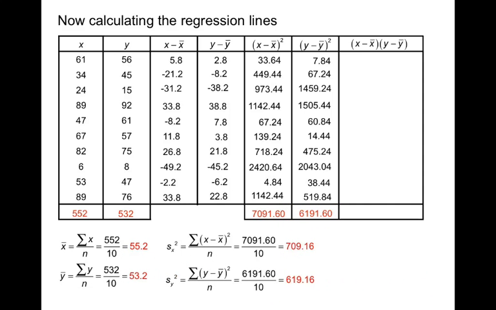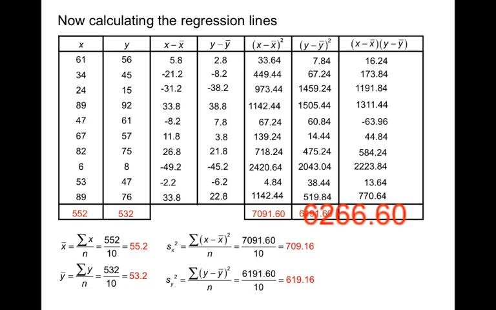So it's going to be the sum of how far each thing is away from the mean of y, squared. It's squared because some of them are positive and some of them are negative, if you remember. Get that number, 6,191.60 divided by 10, which is 619.16. And we've got this new thing called the covariance, so that's the sum of that column, which is 6,266.60, and so it will be 2,666.0 divided by 10, which is that.